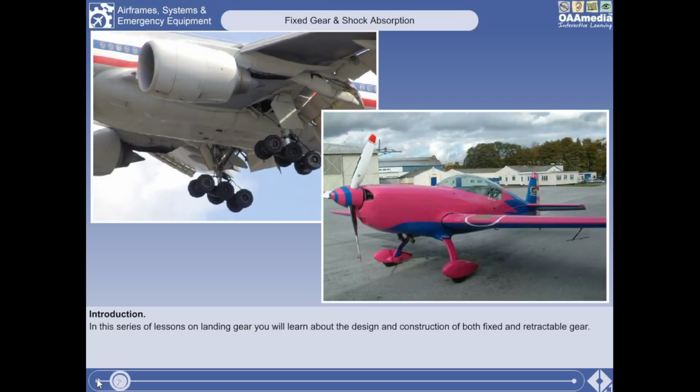In this series of lessons on landing gear, you will learn about the design and construction of both fixed and retractable landing gear, including retraction systems using hydraulic power. Steering will be discussed, and landing gear indicating systems will be explained, as well as the emergency lowering and safety systems that are available on most modern aircraft.